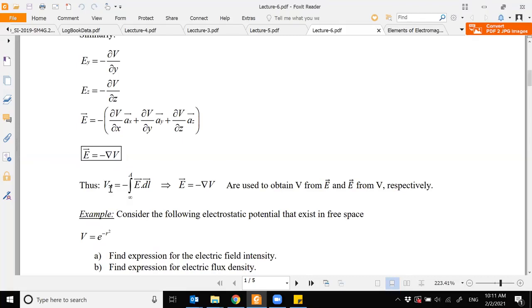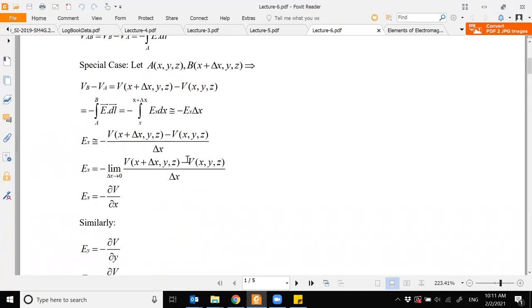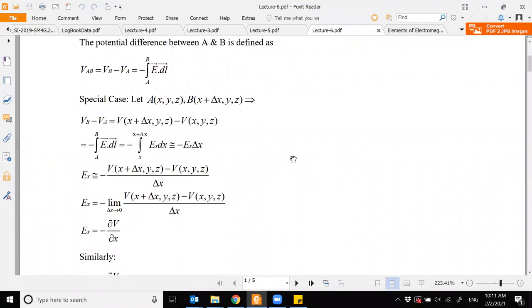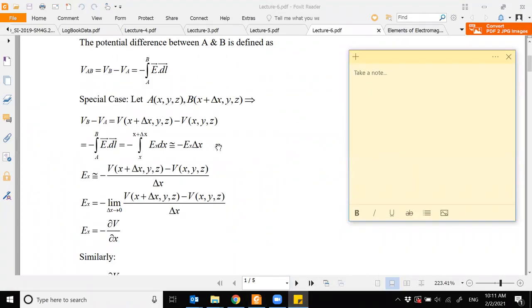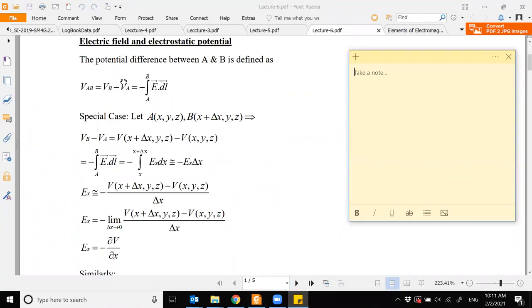Now we are interested in finding an expression where, if a potential is known to us, we can find the electric field which is responsible for that potential. This is what we are trying to do, and it's very simple and straightforward. We consider two points, VA and VB. So VAB is VB minus VA, which is minus the integral from A to B of E bar dot dl bar, our potential difference.